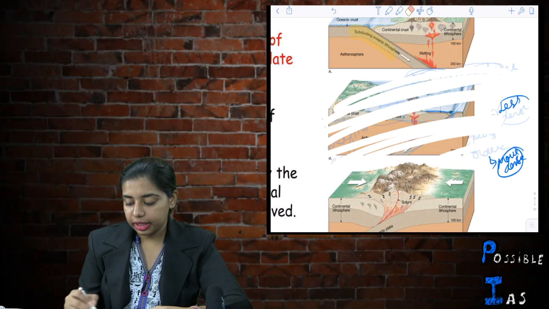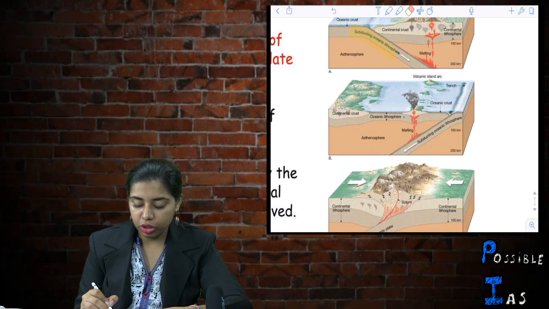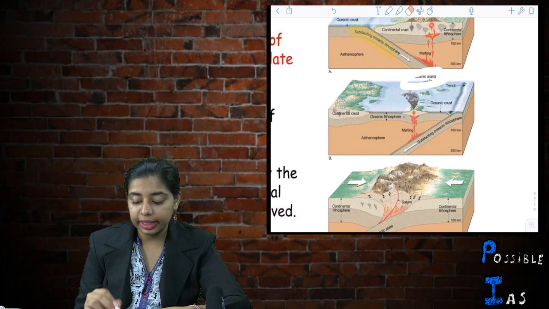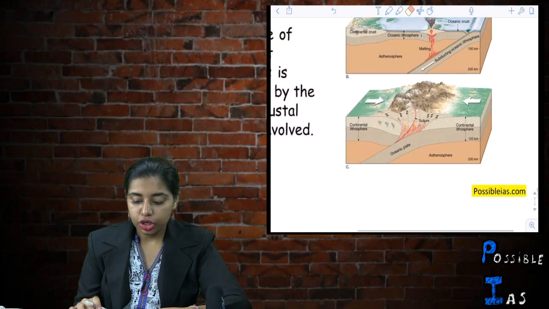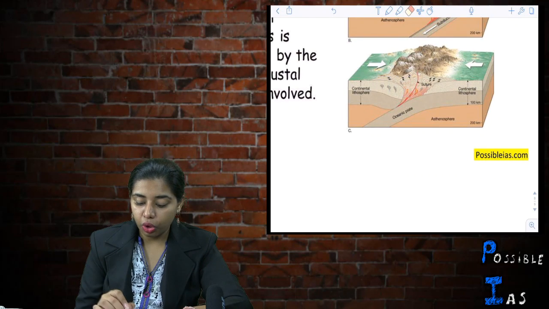So, revising it again, when two oceanic plates converge, the one which is older subducts beneath the younger one, and a trench is formed. Because of the melting and rising of the magma, a volcanic island arc is formed. So this completes two types. Now the third condition is when two continental lithospheres move towards each other.